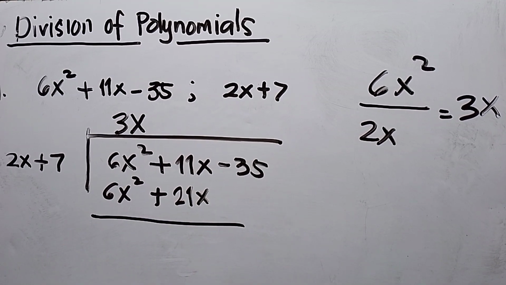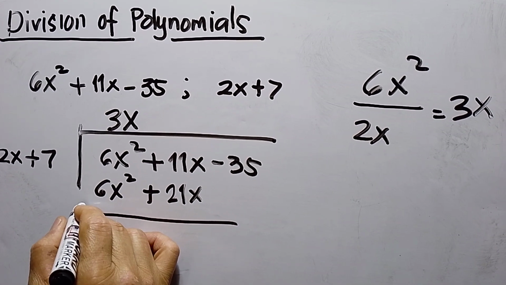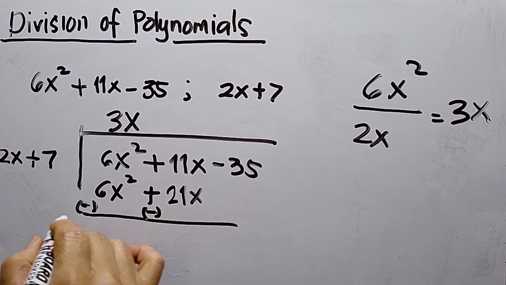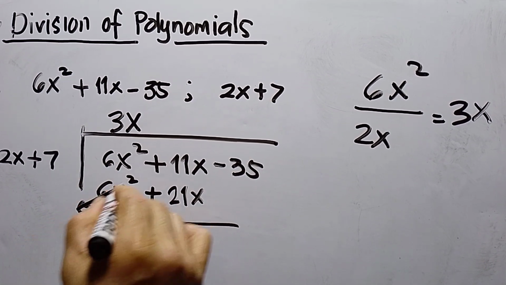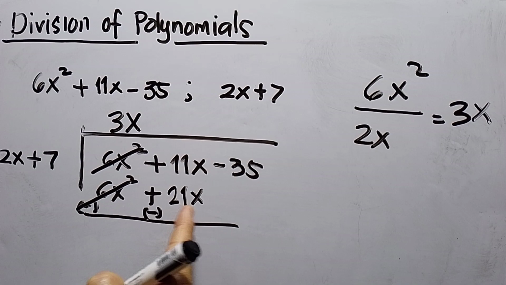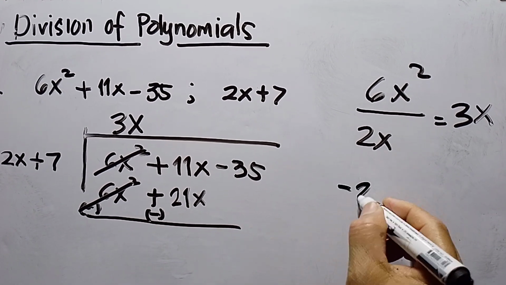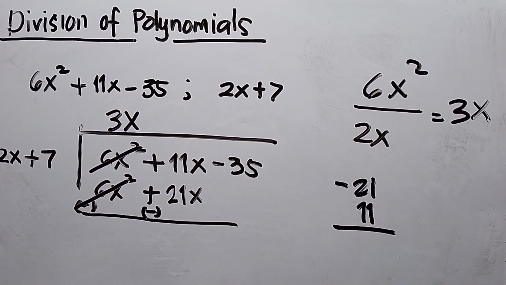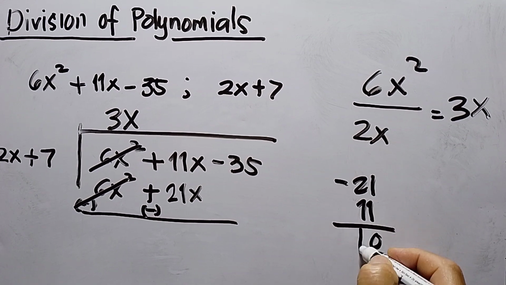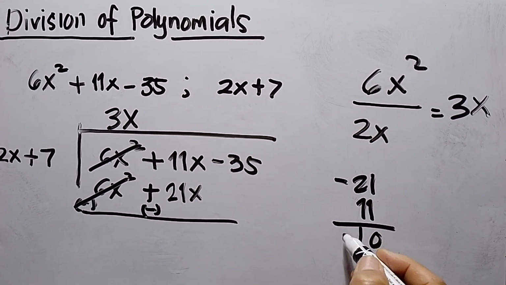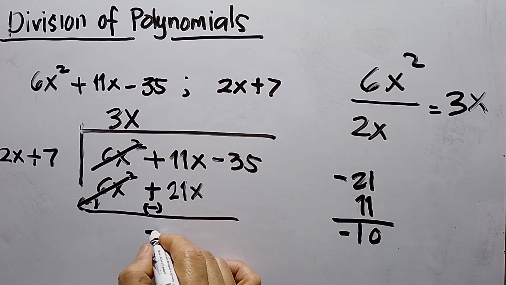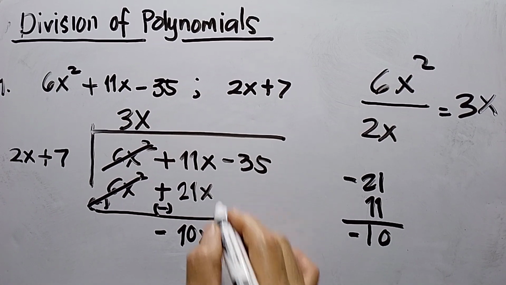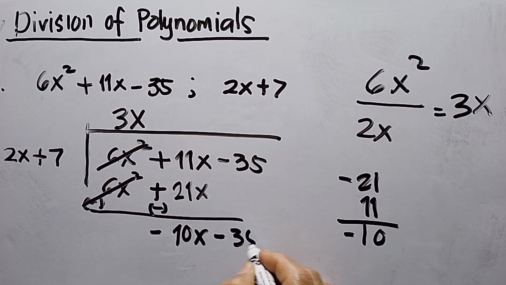Okay, the rule is I need to change the sign of the product. So this will be negative, and this one also negative. So this will be crossed out because 6x squared minus 6x squared will be 0. Then how about this one? The new sign for 21x is negative. So negative 21, then 11. So negative positive, that will be subtraction. So this will be 0, then this will be 1. Since 21 is bigger than 11, I have to write a negative sign. So this will be negative 10x. Since the divisor is in binomial form, I need to bring down this one, negative 35.